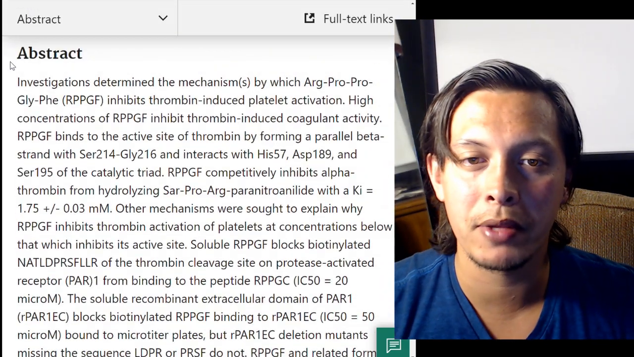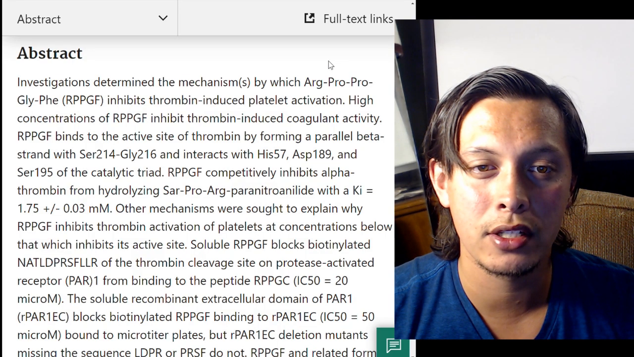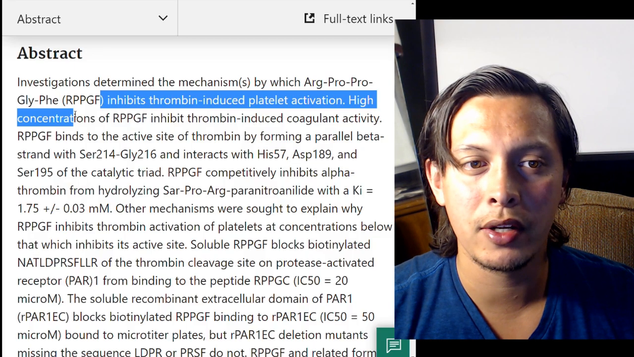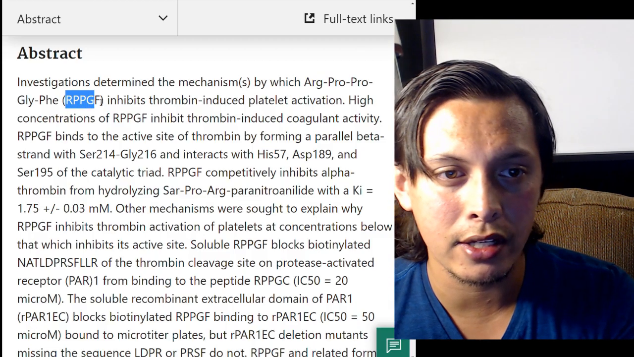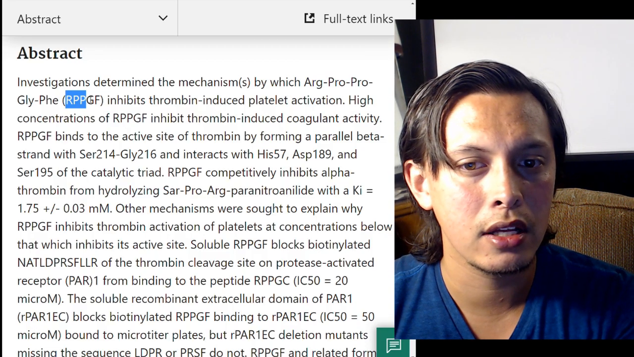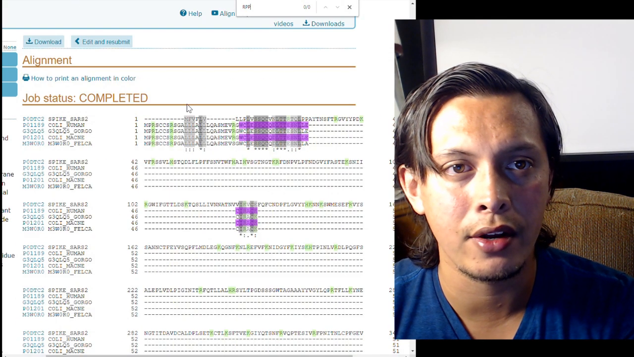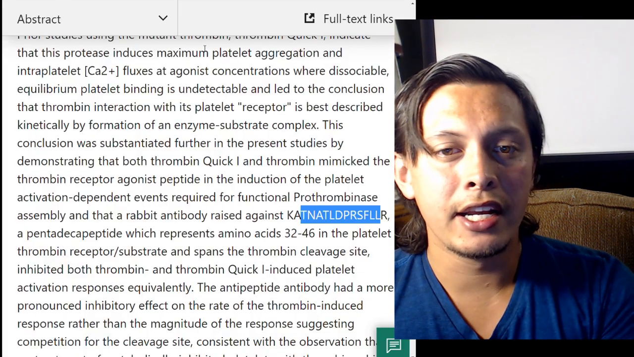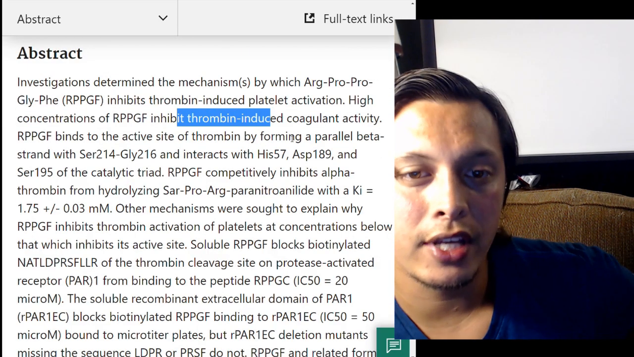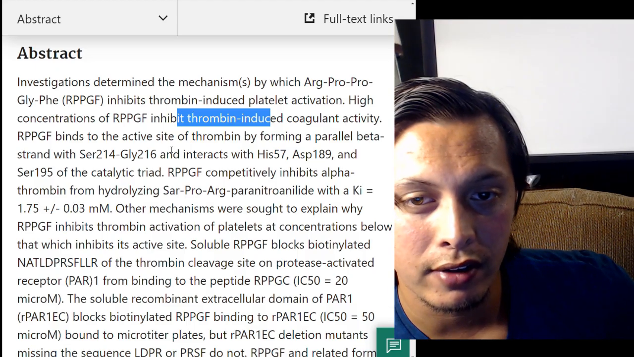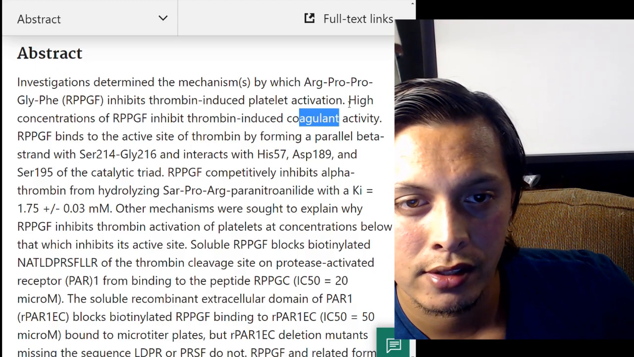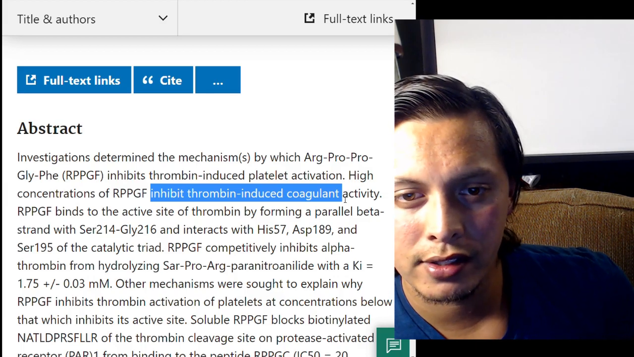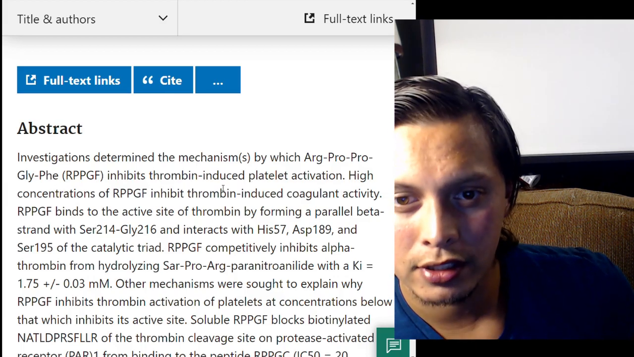Investigations determine the mechanisms by which this sequence inhibits thrombin-induced platelet aggregation. So this is an amino acid sequence that inhibits thrombin-induced platelet aggregation. So what I'm going to do is just make sure. Yeah, so I don't have that sequence in the SARS database or in the SARS spike protein. It inhibits thrombin-induced platelet activation, and high concentrations of this inhibit thrombin-induced coagulant activity. So if you have this, it inhibits coagulation. Just get that in your head.